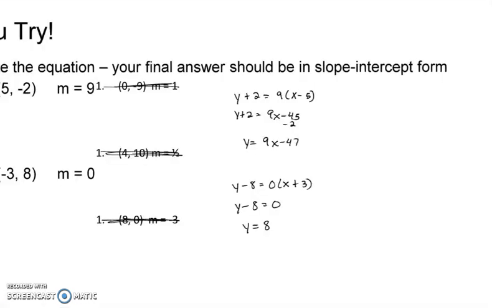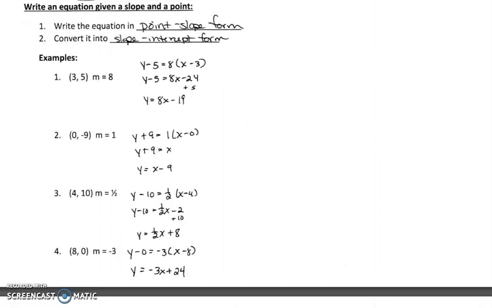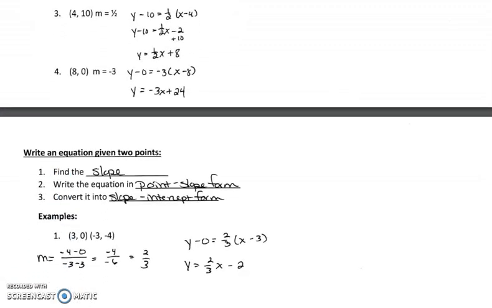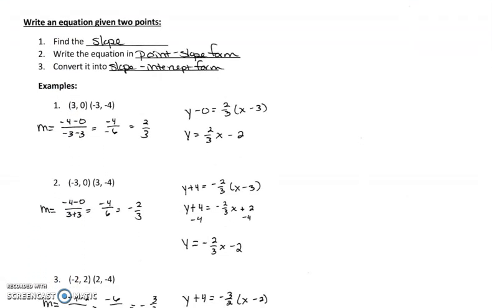Here are your solutions. So y equals 9x minus 47. And your other answer is just y equals 8. So you can see those and check that work. Okay, go ahead and go back to your notes, please. And we've got the second type of problem that we're going to work on, which is I am going to give you 2 points, and you need to find the equation using the work that we just did.